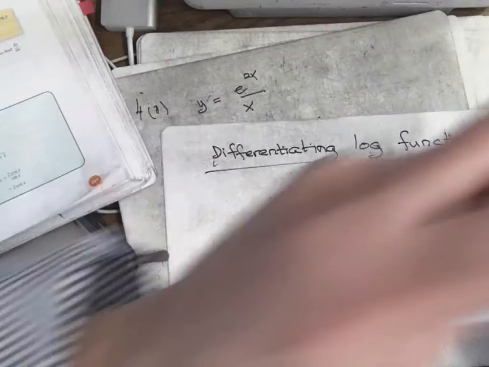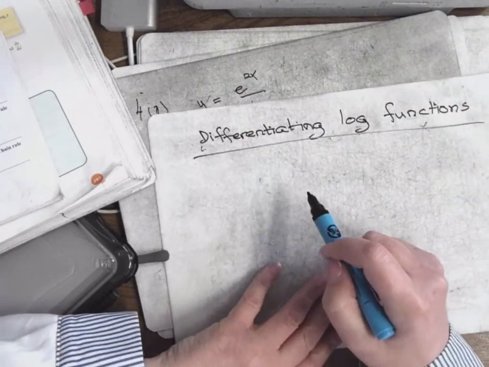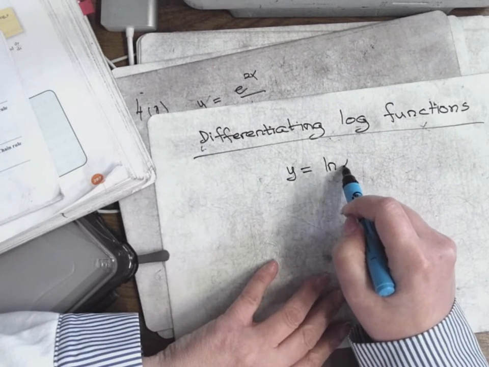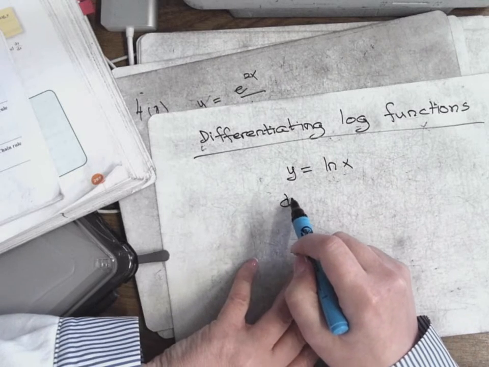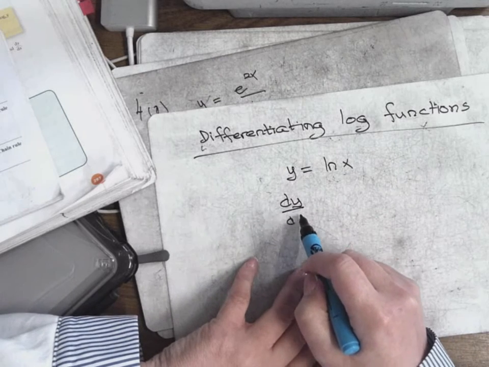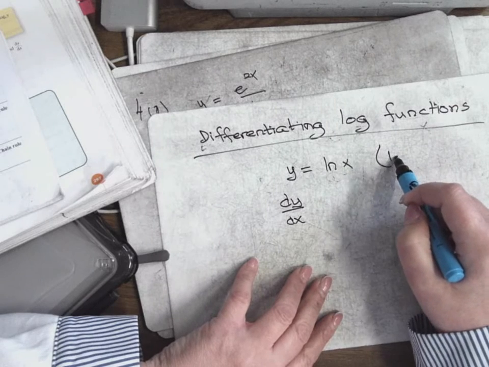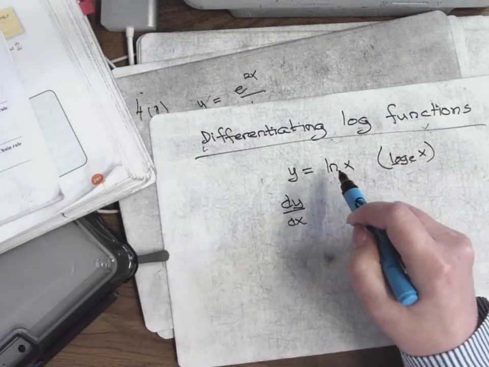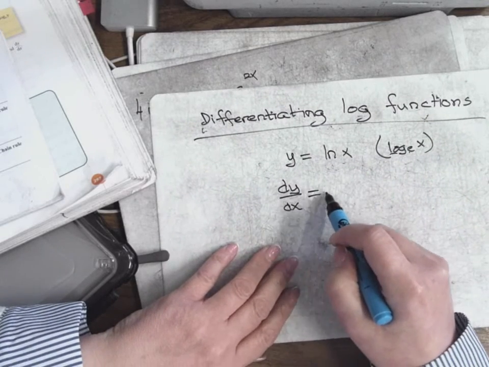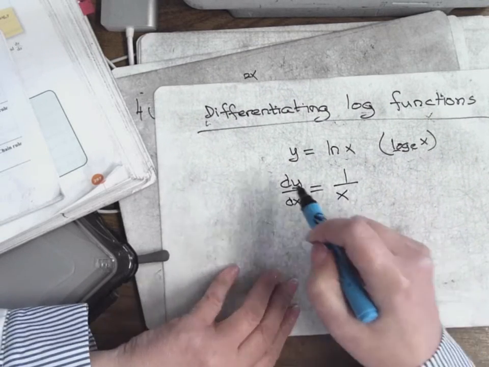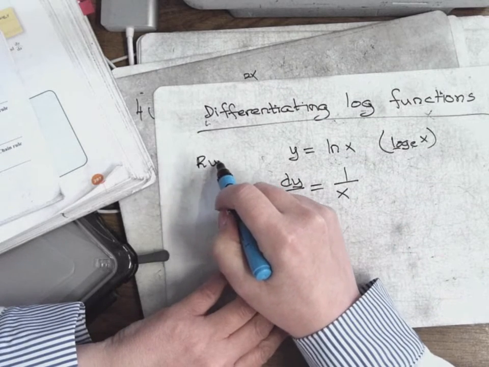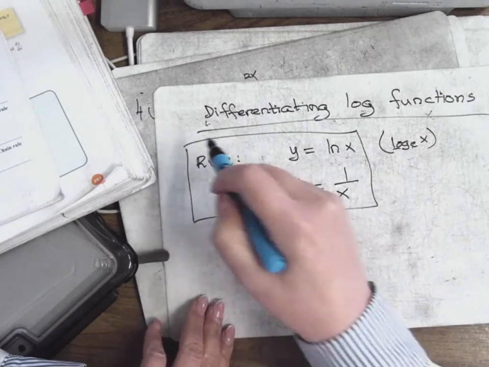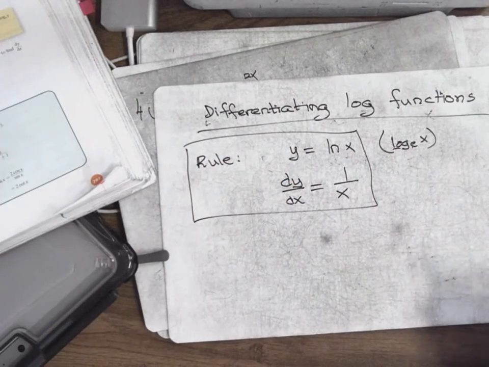And the rule in the log table says that if you have ln x, if y is equal to ln x, dy dx, remember ln x is log to the base e, right, remember that means log to the base e of x. So log to the base e and ln are the exact same thing. When you differentiate, you get 1 over x, right? So this is the rule in the log tables. So, okay. Example 1.